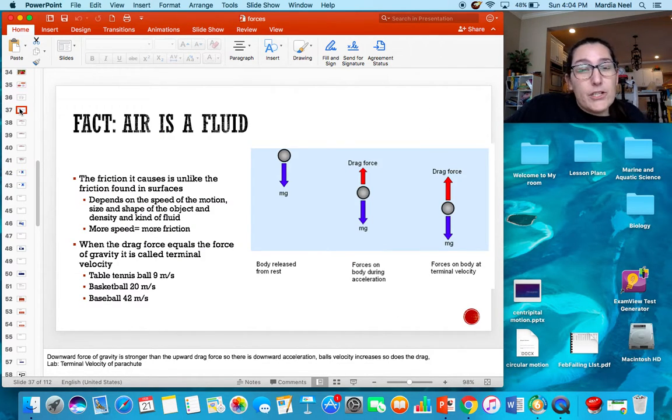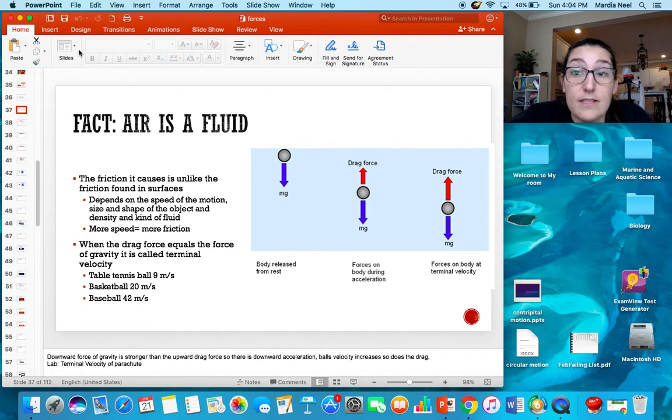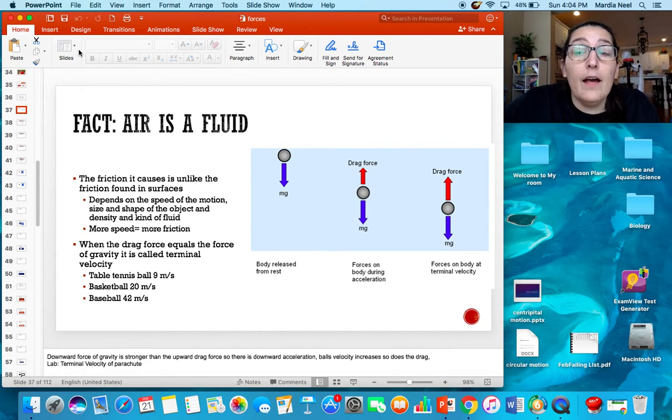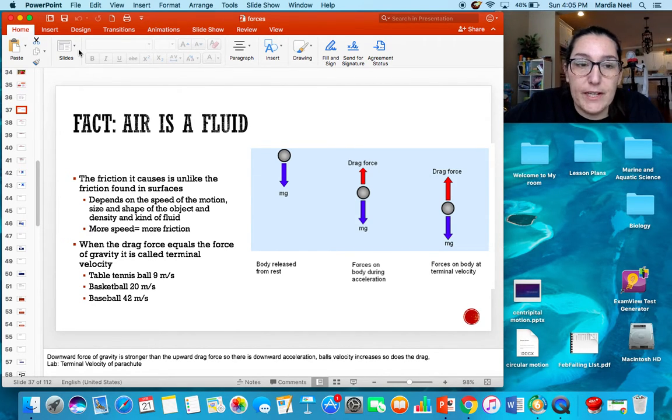All right, the next thing we need to talk about when we talk about friction is that air is a fluid. Because air is a fluid, it causes friction, and that's unlike the friction you would find on a solid surface. The friction of air depends on the speed of the motion, the size and shape of the object, the density of the object, and the kind of fluid it's moving through. Some fluids are more viscous than others, so the friction coefficient is going to be different for those fluids.